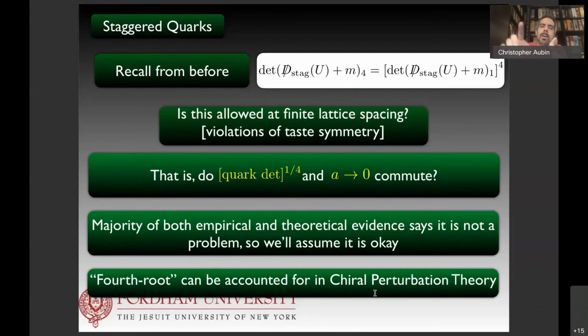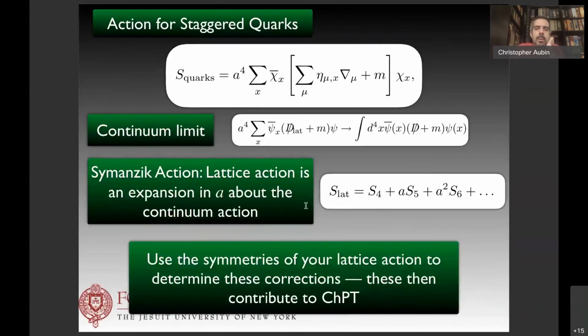So now let's actually put up the action that you would get for staggered quarks. It basically looks like this. We've got the discrete derivative operator. Discretize the derivative however you wish. I prefer the centered first derivative, but you can use a forward or backward derivative.